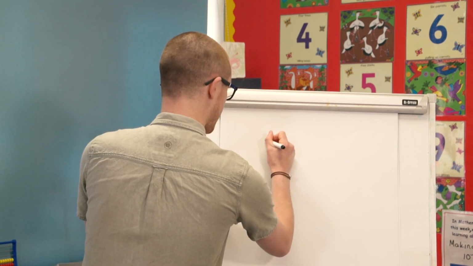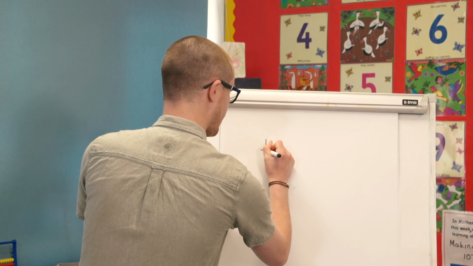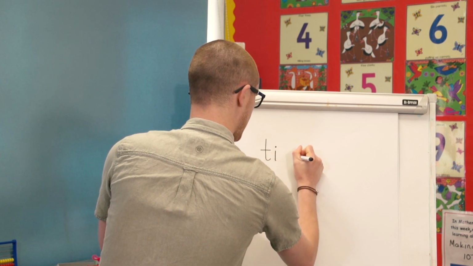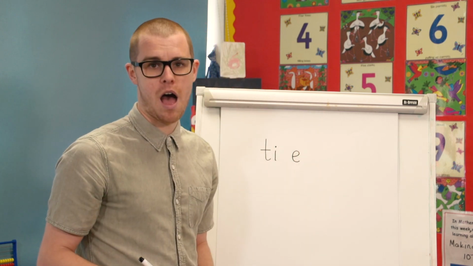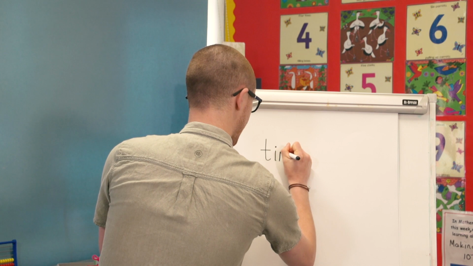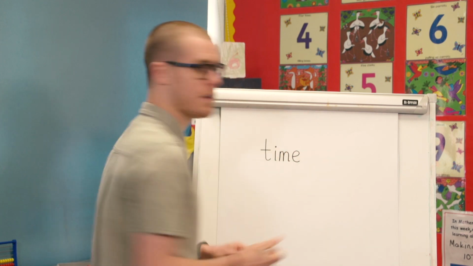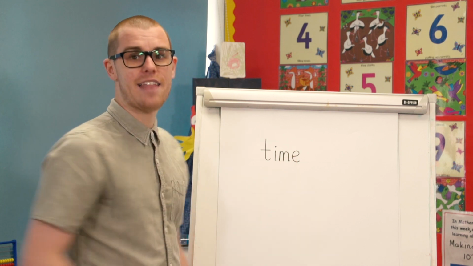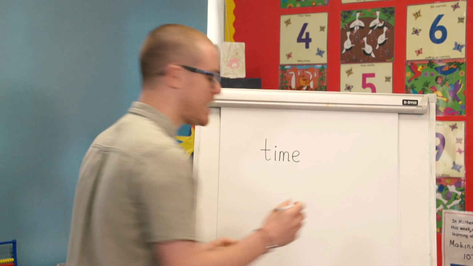Time. T-I-M. Let's count how many sounds there are. Time. T-I-M. That's three sounds. Watch me write time. Time. The I needs to be the letter I and E at the end of the word. So it is written like this.